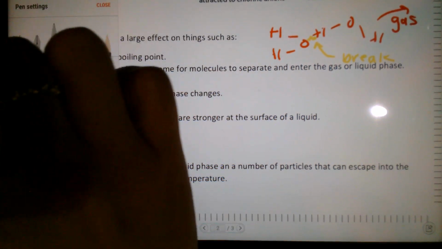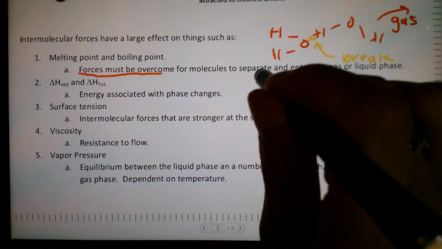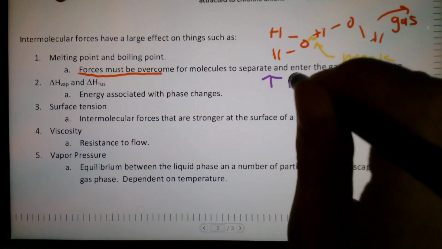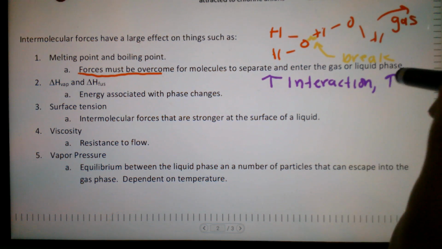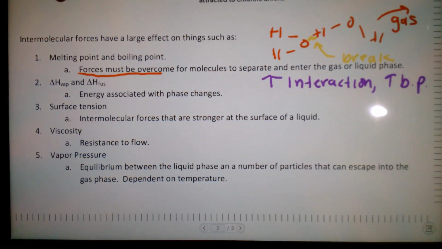So what we're going to see when we look at melting and boiling point is the stronger the interaction, the higher the boiling point, but that goes with melting as well. For example, things that have hydrogen bonding are going to have much higher boiling points because those interactions are very strong. Things that have only dispersion forces are going to have very low boiling points because those interactions are the weakest ones.